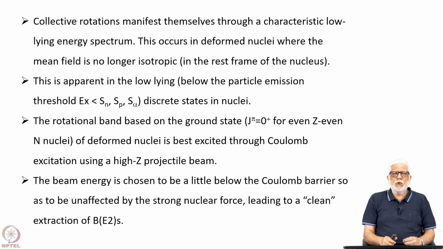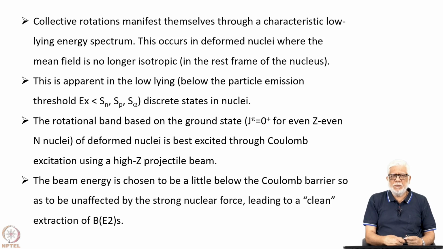Okay, collective rotations manifest themselves, as I said already, in the characteristic low-lying energy spectrum. And this occurs in deformed nuclei, where the mean field is no longer isotropic in the rest frame of the nucleus. This is apparent in the low-lying states below, of course, the particle emission threshold, where Ex is less than the separation energies for neutron, proton, alpha, and so on. And they are discrete states.